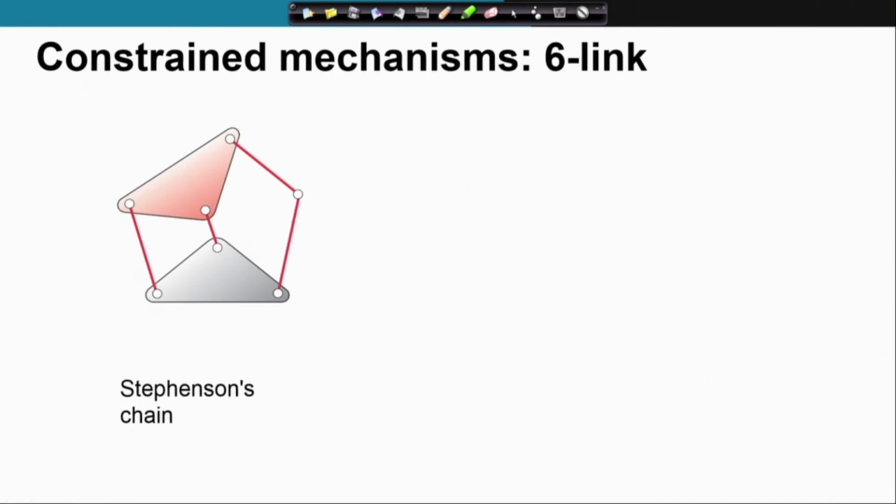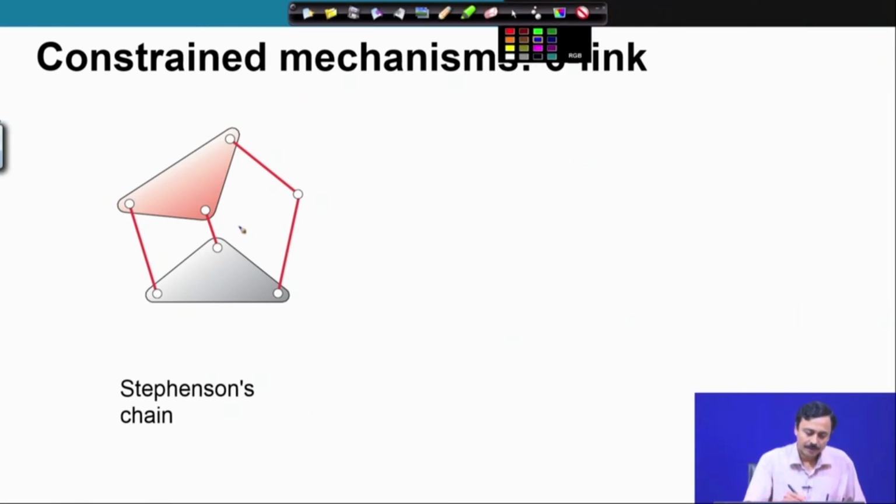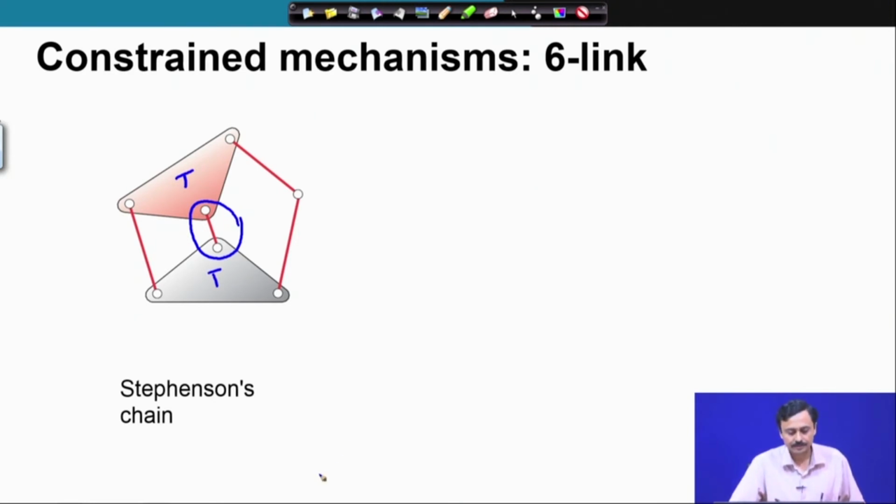There is another combination with 6 link kinematic chains, which is known as the Stephenson's chain. Here you can see that there is a binary link connecting the two ternary links. So, this is a ternary and this is a ternary, and there is a binary link connecting the two ternary links. That is a Stephenson's chain. The combination in which these links are joined is different from the Watts chain. In the Stephenson's chain the two ternaries are not directly connected, which is the case in the Watts chain.